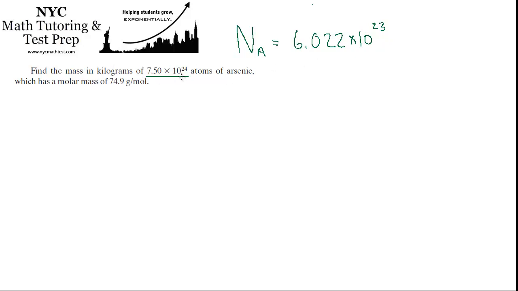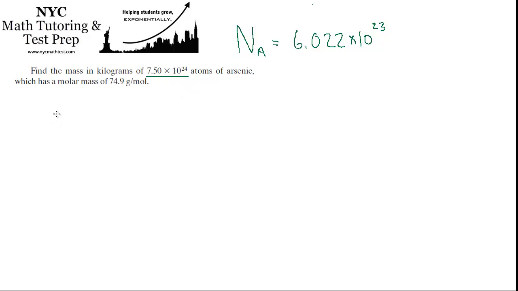So we have a very large number of atoms. In fact, we have more than 1 mole's worth, right? 7.5 times 10 to the 24th is more than a mole of atoms. And we want to know the mass of that many moles of atoms. We know the molar mass. We know the mass of 1 mole, but we have more than 1 mole. So let's figure out how many moles we have and then multiply by the molar mass. That's really the whole story here.